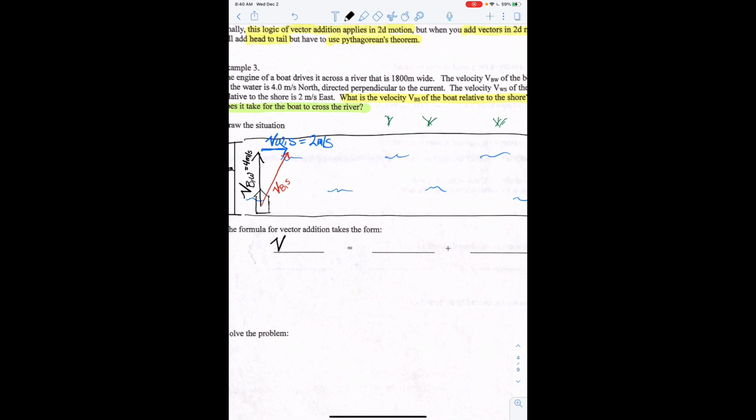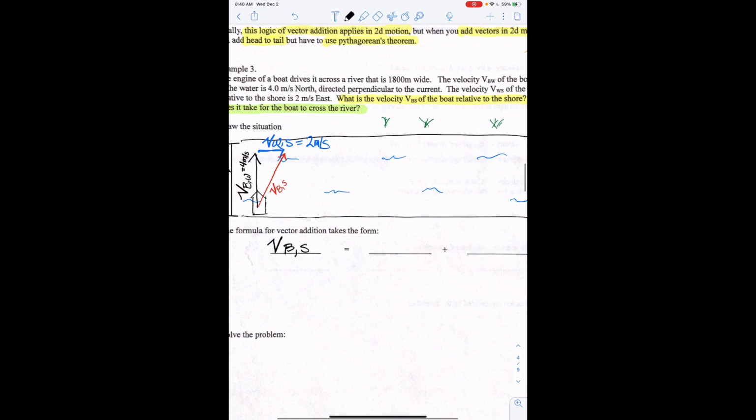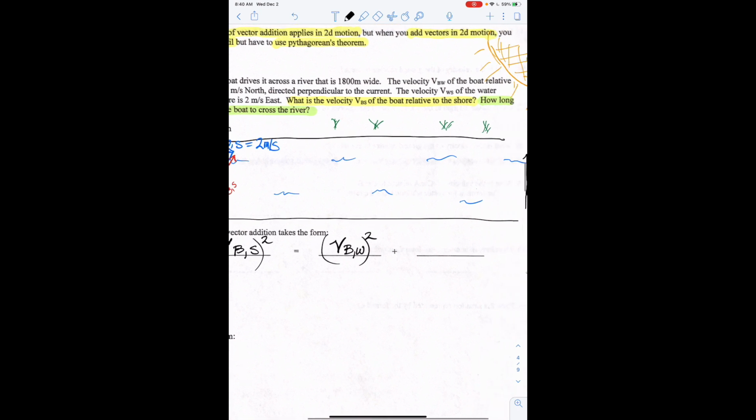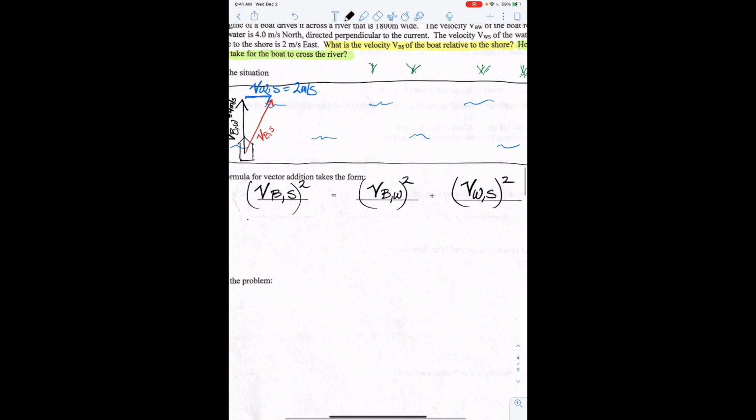Pythagorean theorem, right, which is a squared plus b squared equals c squared: the velocity of the boat relative to the shore, squared, is equal to the velocity of the boat relative to the water squared plus the velocity of the water relative to the shore squared. And so what I'm saying there is this.